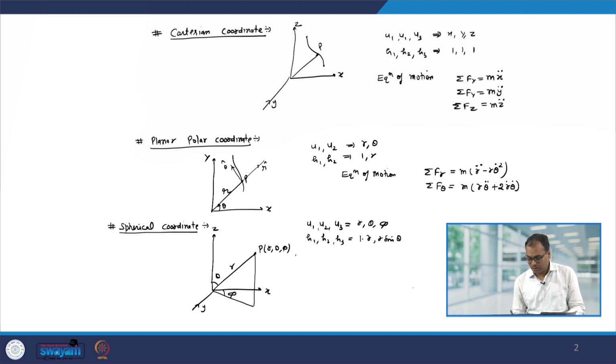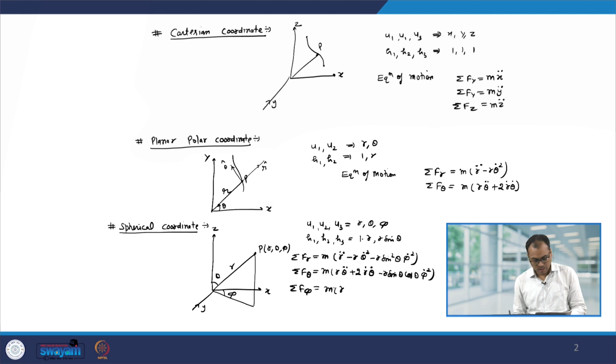Therefore, the equation of motion along the r direction, that is summation Fr equal to m times r double dot minus r theta dot square minus r sin square theta phi dot square, summation F theta equal to m times r theta double dot plus 2 r dot theta dot minus r sin theta cos theta phi dot square, and summation F phi equal to m times r dot phi dot sin theta plus 2 r theta dot phi dot cos theta plus r sin theta phi double dot.